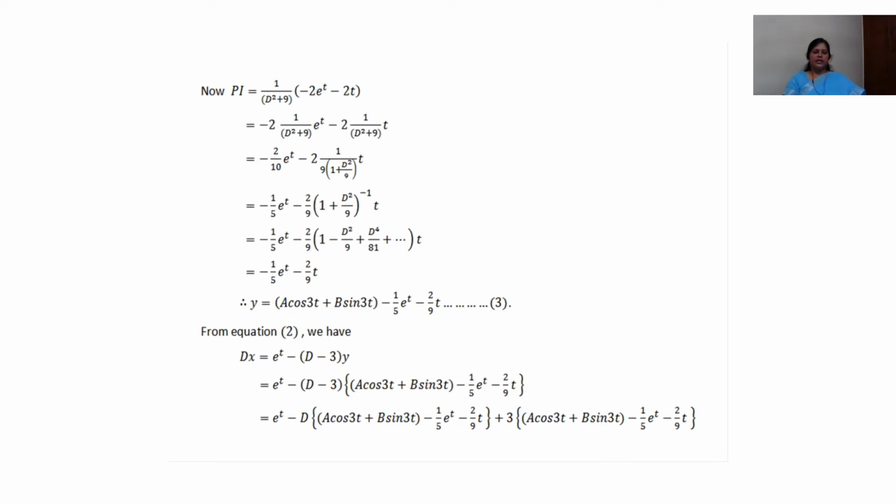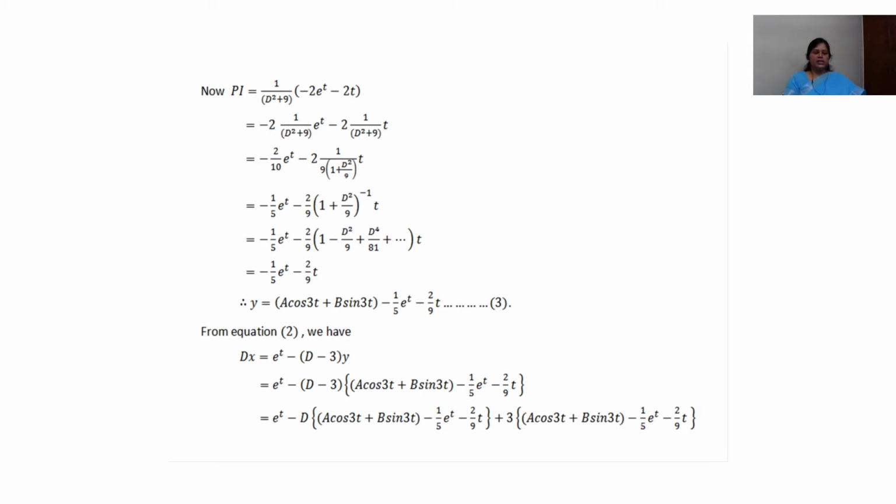In the first type we will replace d by a. So we are getting here d square. If you substitute d square value as 1, we will get the denominator as 10. So that's why we are writing minus 2 by 10 into e to the power t. So that becomes minus 1 by 5 into e to the power t. So the first term simplification is over.